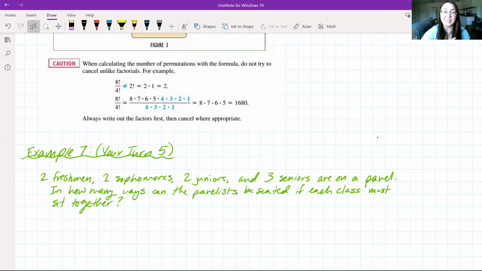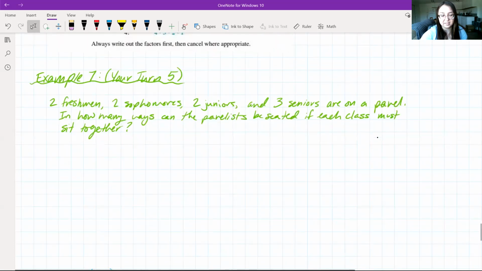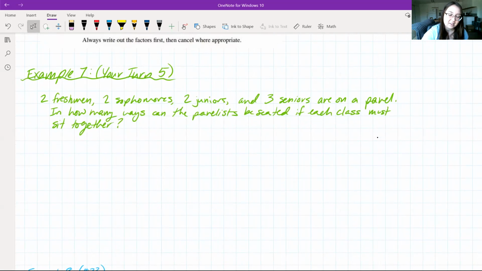So it's not straight division. When you have a factorial, you have to extend it all the way out, and then you can cancel the like terms. You cannot just divide by factorials. So keeping that in mind.